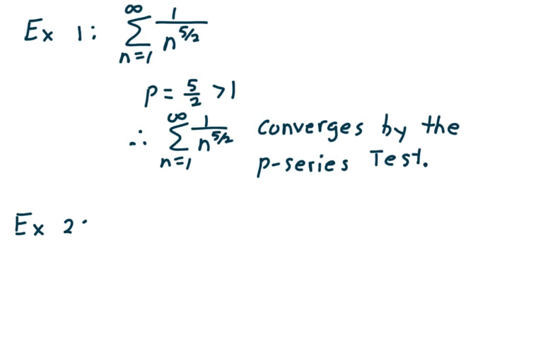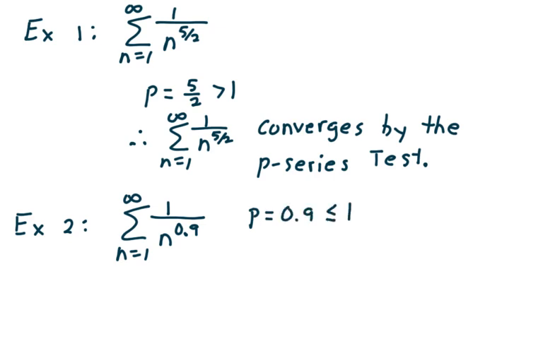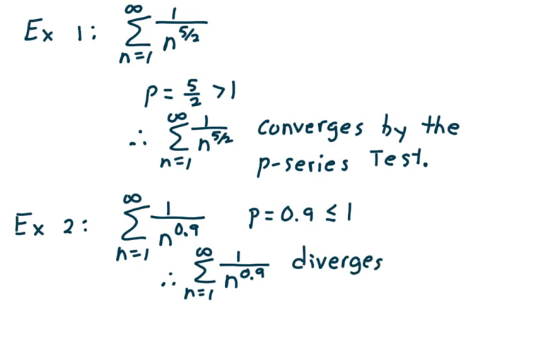Example 2. If I give you the summation from n equal 1 to infinity of 1 over n to the 0.9, okay? P equals 0.9, which is less than or equal to 1. And so, therefore, what do we know about this series? Well, it turns out that the summation from n equal 1 to infinity of 1 over n to the 0.9 diverges by p-series test.